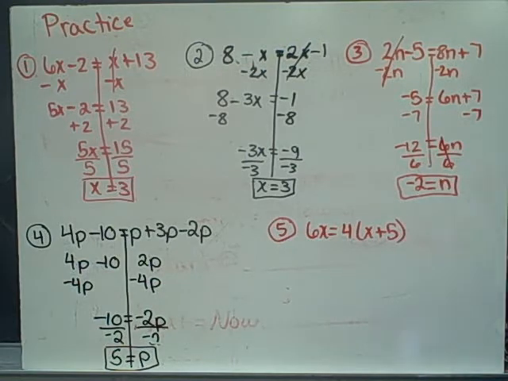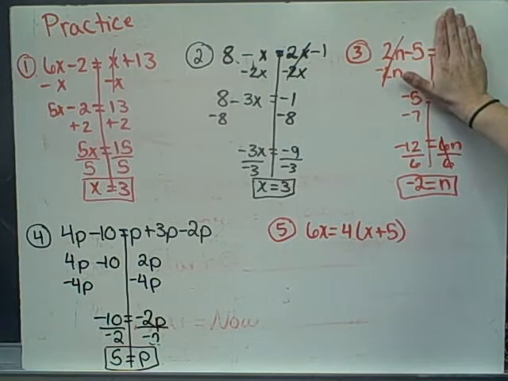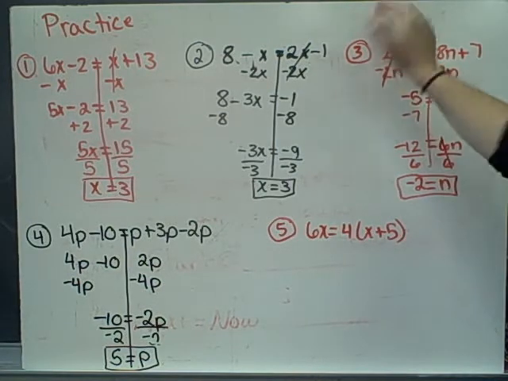Equation number 3. If you look at it, distributive property comes first. There is no distributive property in this particular equation. So we're going to go ahead and combine like terms on both sides. If I look at my left-hand side, there is nothing to combine. If I look at my right-hand side, there's nothing to combine, so I can move on.